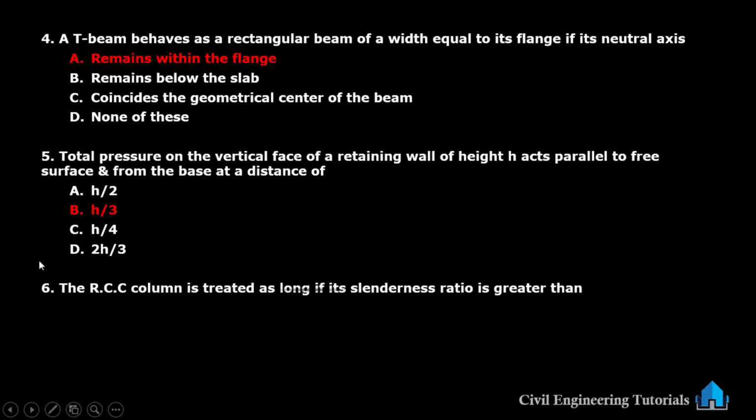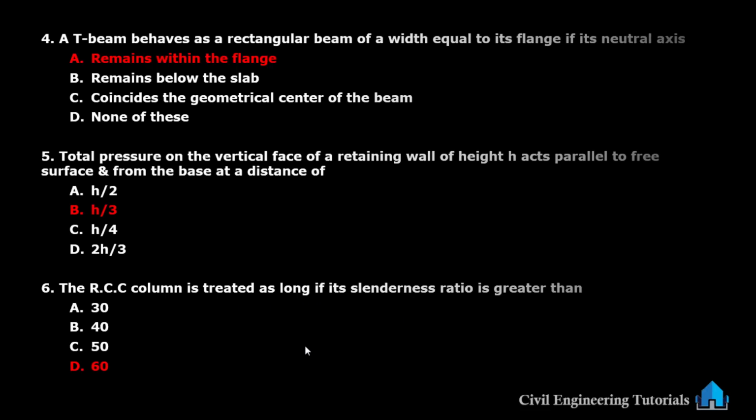Next, the RCC column is treated as long if its slenderness ratio is greater than option A 30, option B 40, option C 50 and option D 60. So the answer is option D 60. An RCC column is treated as long if its slenderness ratio is greater than 60.